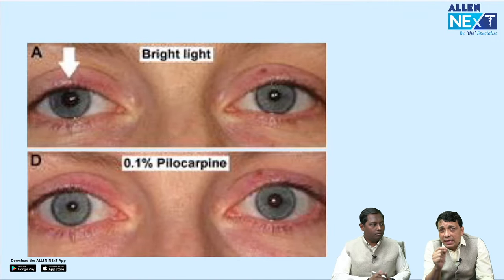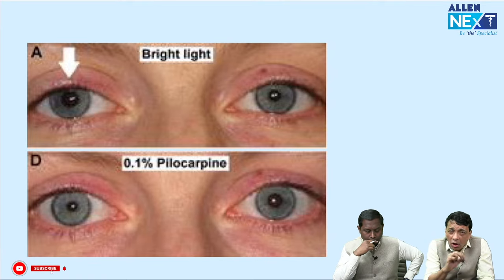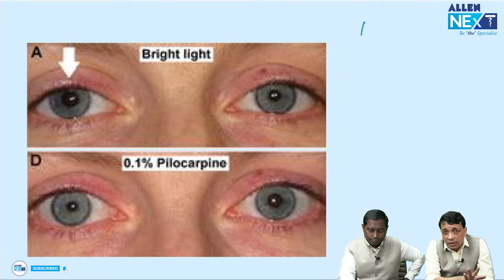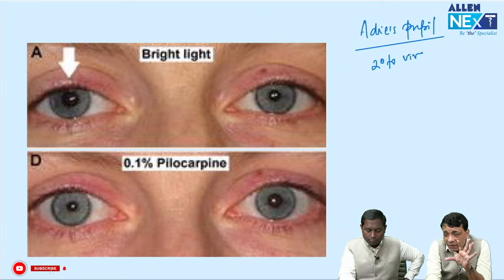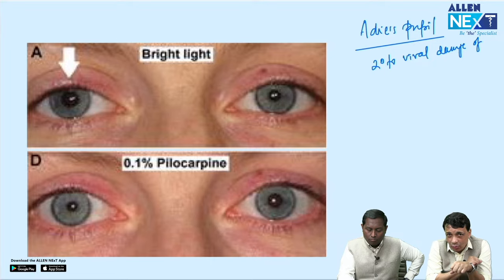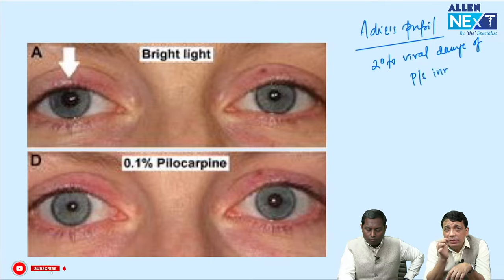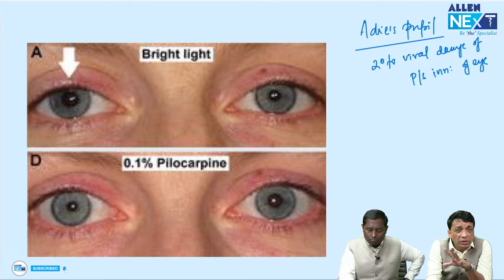And what happens in Adie's pupil is you have a viral infection of the eye, and this damages the third nerve. Now, the third nerve carries the parasympathetic fibers, which are responsible for constricting the pupil. So, since the third nerve is damaged and the parasympathetic fibers are damaged, it cannot constrict the pupil. So, when we put 0.125%, it immediately constricts. Why is that? The normal pupil will not constrict. Why? Because 0.125% is simply too dilute. It will not be able to constrict a normal pupil.